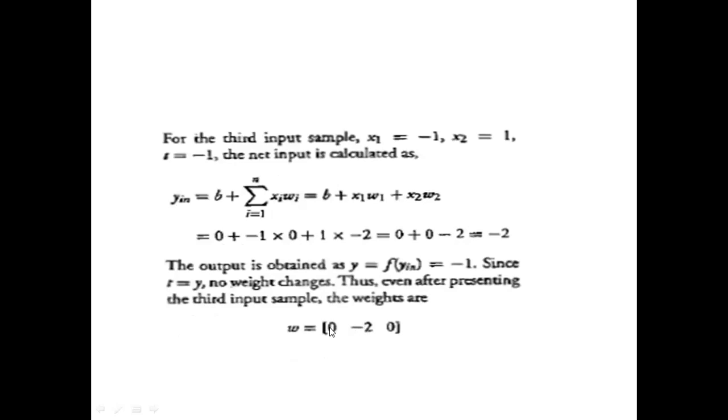So what is the value of b? The value of b is equal to 0, and the value of x1 is -1, and w1 from the previous slides is 0. And what is the value of x2? That is -1, and what is the value of w2? That is -2 from the previous slides. Like the previous slides, this is w1, this is w2, and this is b. So w1 is equal to 0 and w2 is equal to -2.